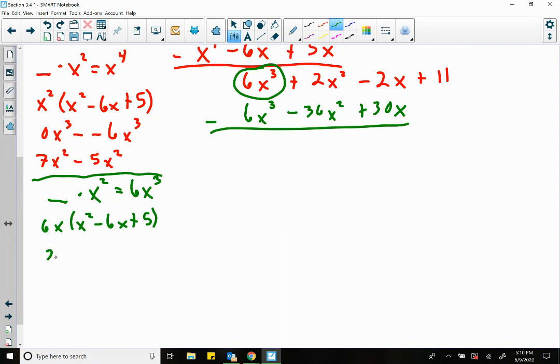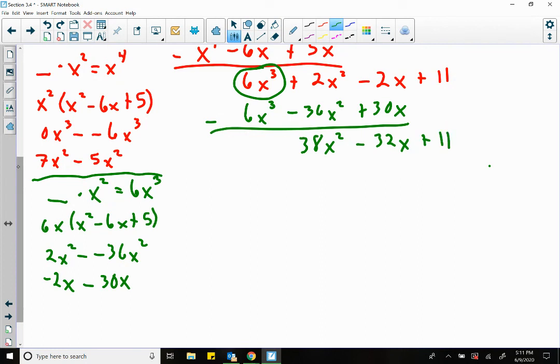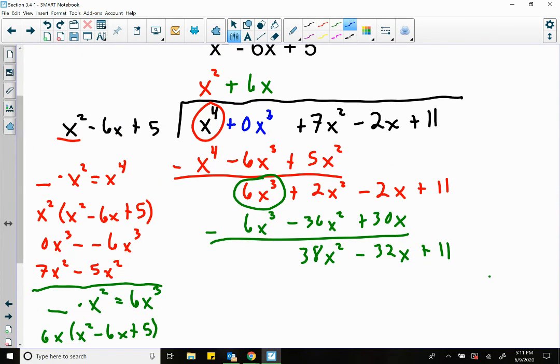Here we have 2x squared minus a negative 36x squared. So that gives us a positive 38x squared. Over here we got negative 2x minus 30x. And so that's negative 32x. And then the plus 11 trickles on down. And you're going to keep going, because the next one can actually happen. Okay? So here's who we're trying to get rid of this time.